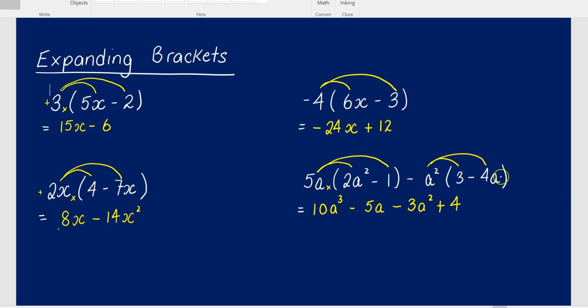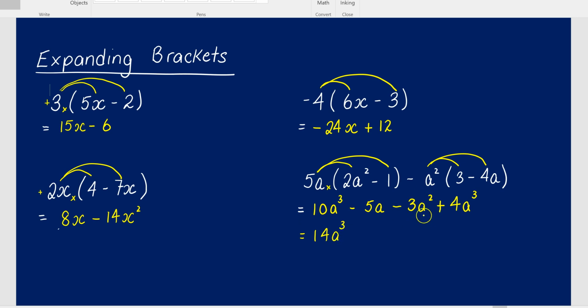But this time, what's a squared times a? Well, this again is our a cubed. Before we go on to the next question, we have to check, are there any like terms? And we can see, yes, there are. We've got a 10a cubed and a 4a cubed. So that becomes 14a cubed because I'm adding here.